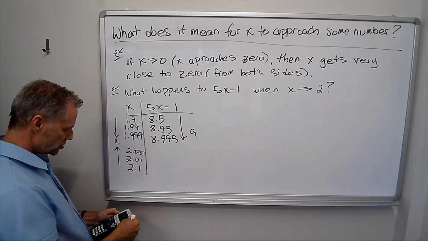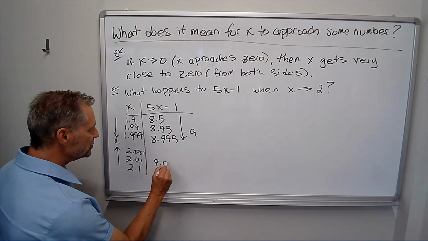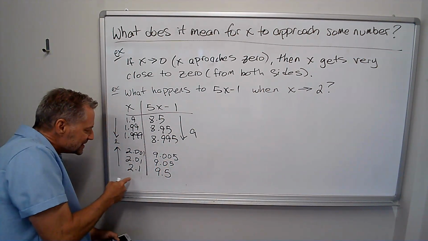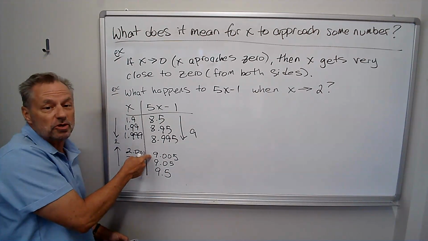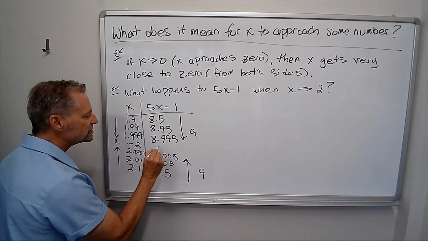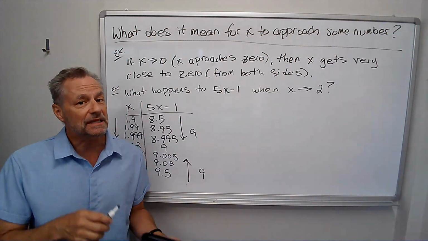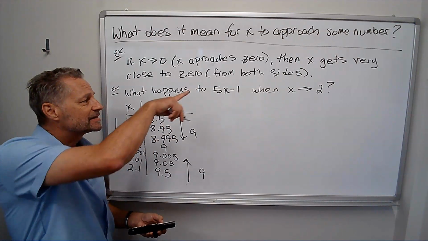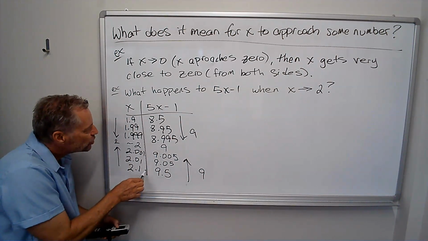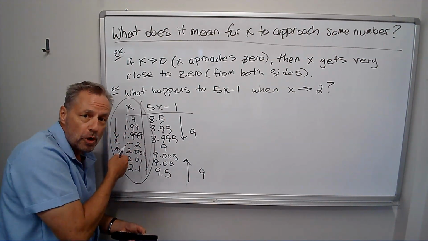And going from the bottom, 2.1 gives me 9.5, and then 9.05, 9.005, and again, we can see as this is getting closer and closer to 2, this is getting closer and closer to 9. So again, as this gets close to 2, this is getting very close to 9. We'll talk about that in terms of a limit, but we'll do that in class. Here we're just saying what happens as x is approaching some number. It's really about concentrating on this side and seeing how we can get really close to, or approach, 2 in this case.